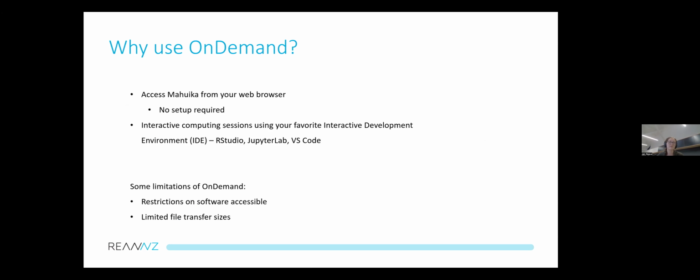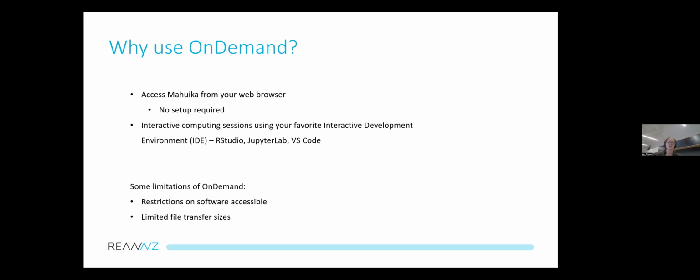Why use it? Well, it gives you access to Mahuika, our HPC cluster, from your web browser with no SSH setup required. It also provides interactive computing sessions. We're going to walk through a few of these interactive development environments today, but you could use Jupyter Lab, RStudio, or VS Code in your web browser connected straight onto the HPC. Really nice and easy. That being said, there are some reasons why OnDemand isn't going to completely replace the standard SSH setup to the HPC.